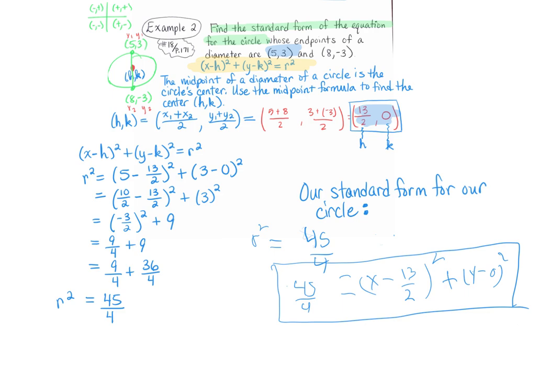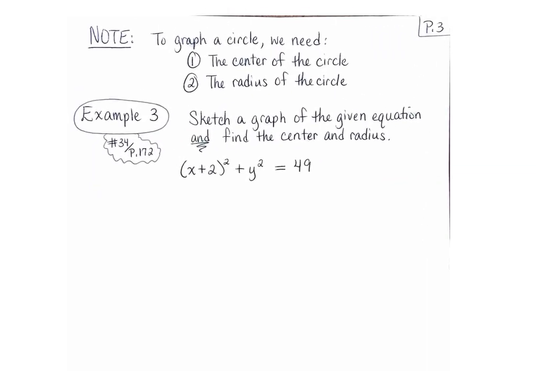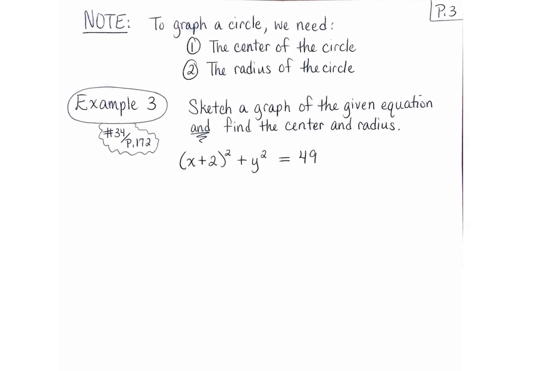All right, let's keep going. Now, to graph a circle, we need to know the center of the circle and the radius of the circle. So now what we're going to do is sketch a graph of the given equation, and we're going to find the center and the radius. Here I've given you an equation in what kind of form? Standard form. So now I'm asking you to break it apart. I'm asking you to tell me what the center is, and what the radius is. Am I asking for the radius squared? No, I'm asking for the radius. So, what's the center?